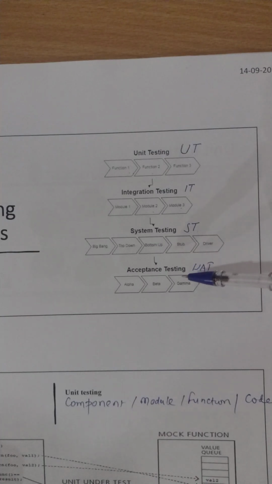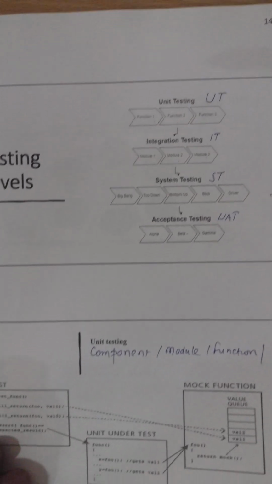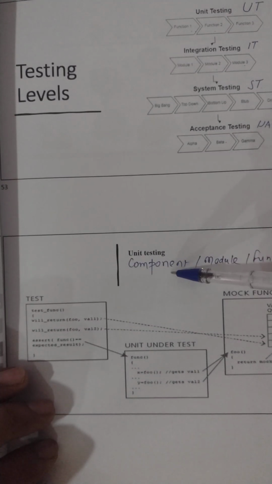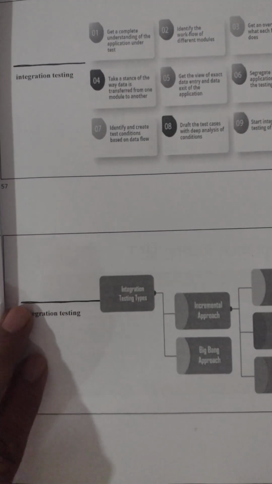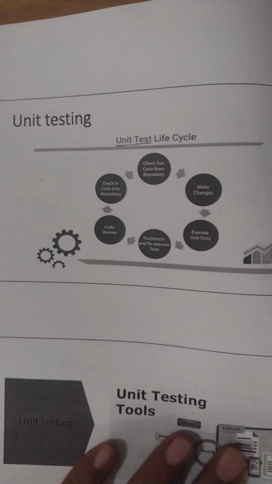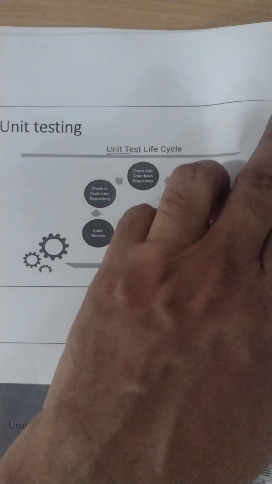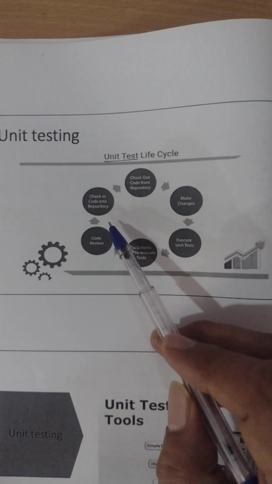And in acceptance testing, we have alpha testing, beta testing, gamma testing, and all these things. In unit testing we test the component, we test the function, all these things. So you can see in this diagram, the unit testing life cycle is also more or less similar to the activities which we have seen just now.